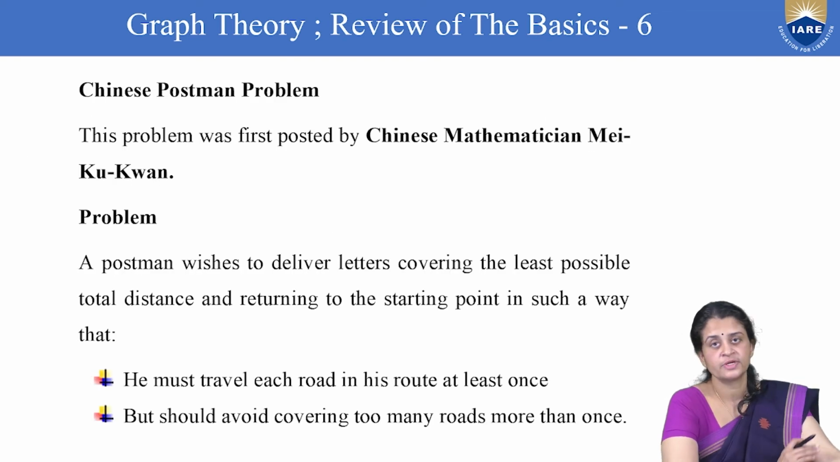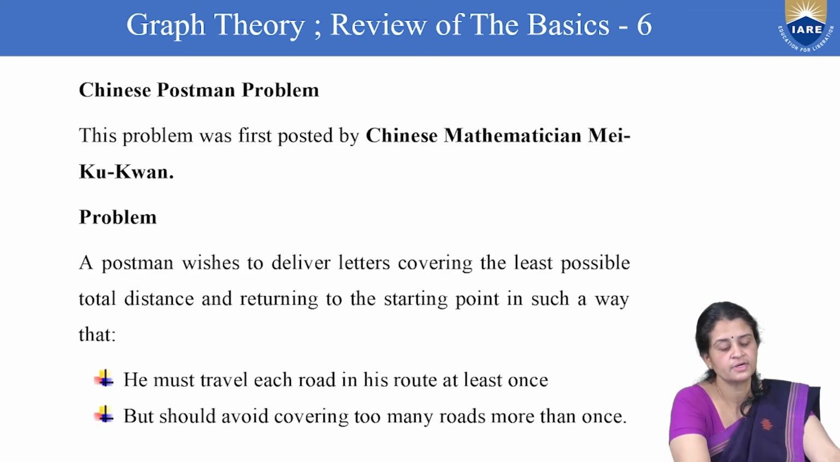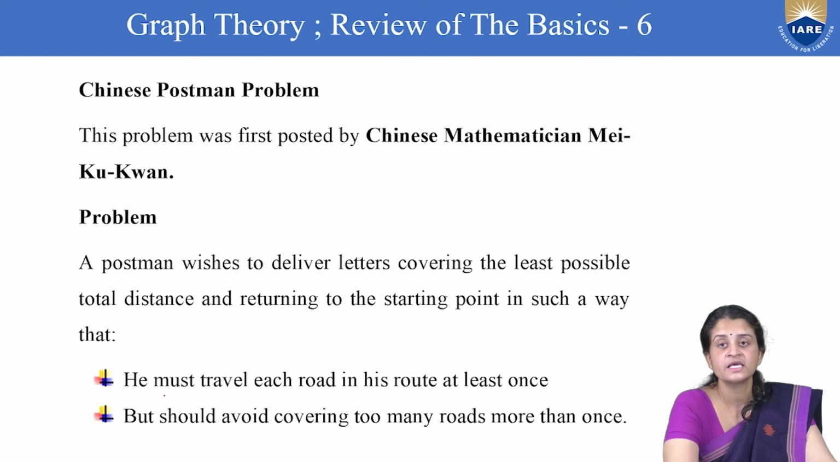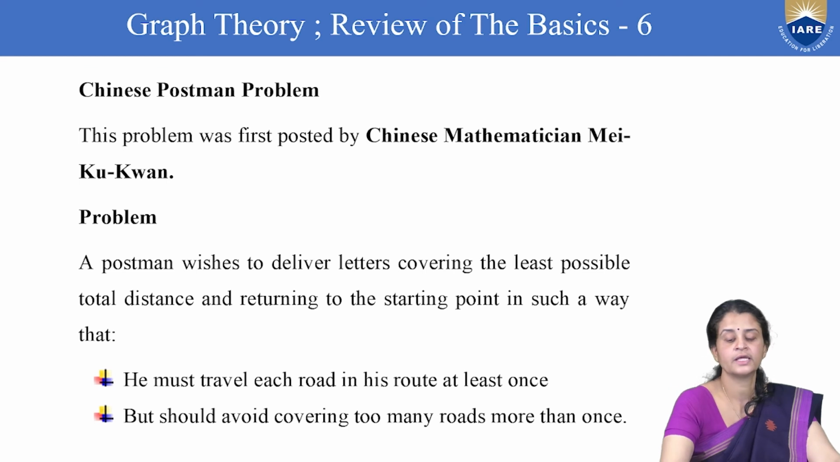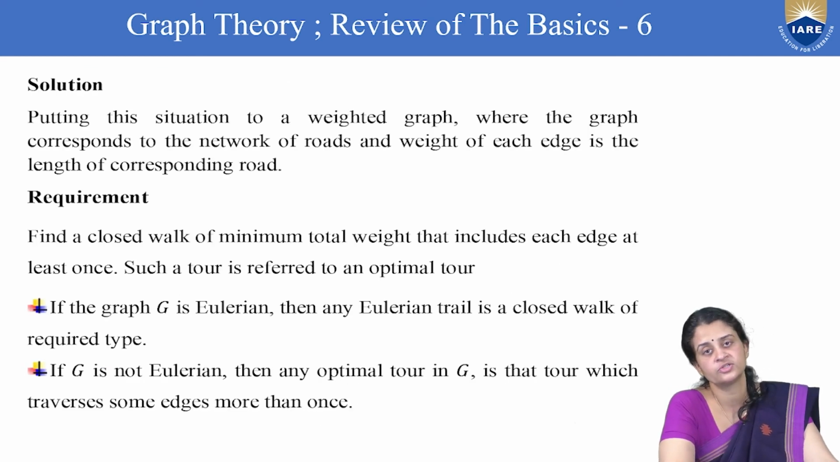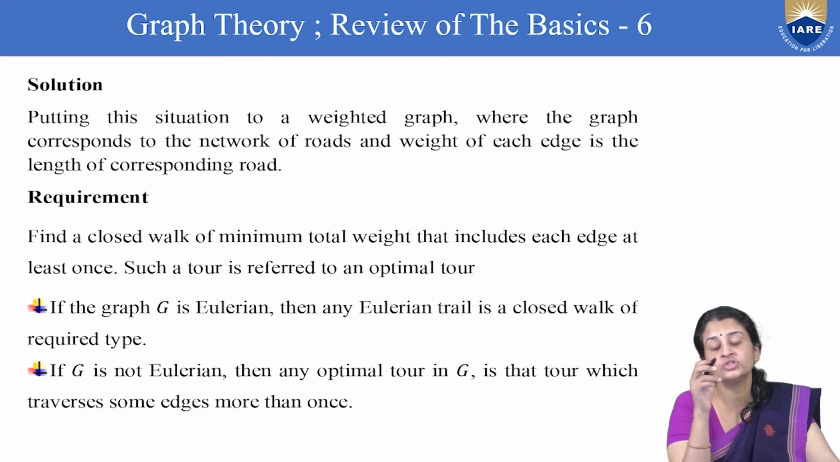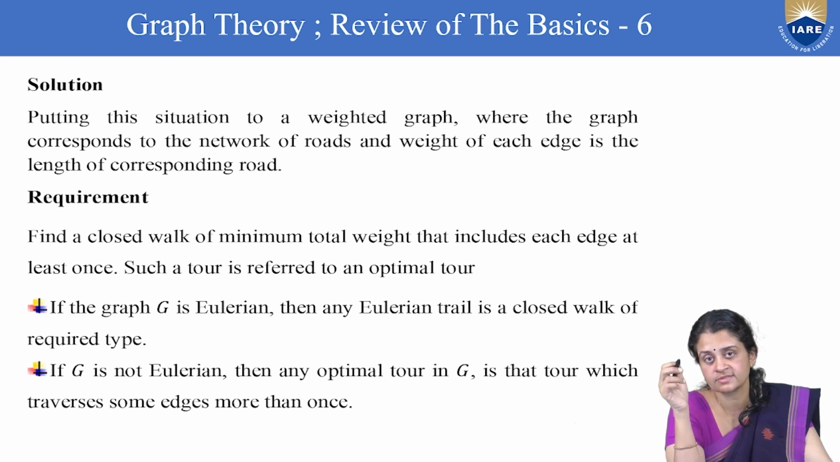The Chinese postman problem was first posed by the Chinese mathematician Mei-Ko Kwan. A postman wishes to deliver letters covering the least possible total distance and returning to the starting point in such a way that he must travel each road on his route at least once. He should travel the roads assigned to him at least once, but should avoid covering too many roads more than once. So how can we find a solution to this problem? Here we are asked not to travel the roads many more times.